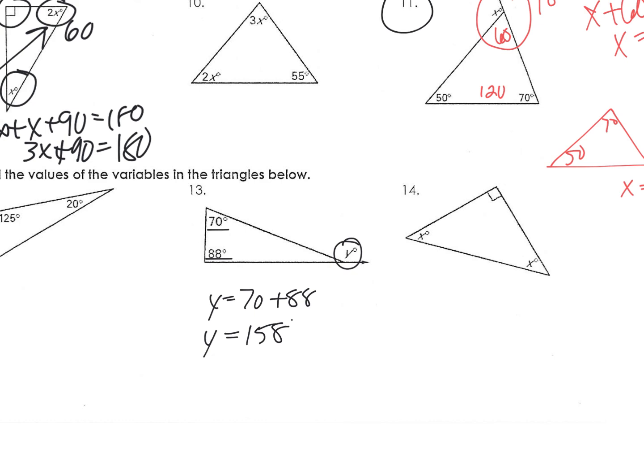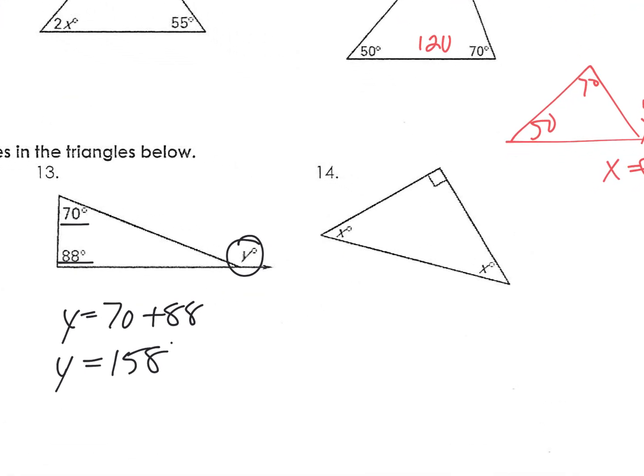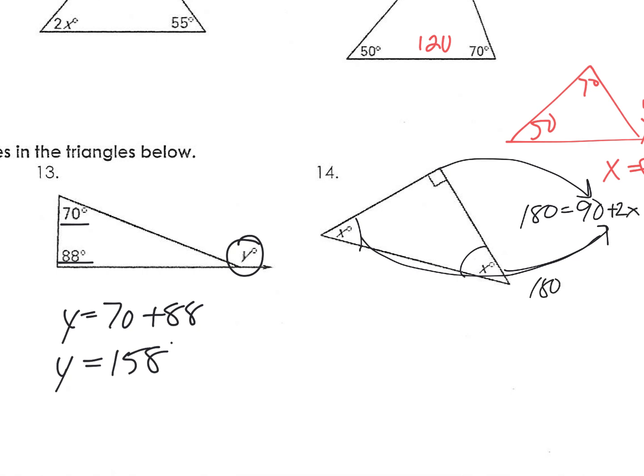Now 4 is a unique one, and this is one I definitely want to focus on. We know that the two angles are equal. We know this is 90. So we know that 180 has to be equal to the 90 that we have here and the two x's that we have here. So again, we're just going to solve. Subtract 90 from 180. Divide both sides by 2, and I get 45 for my value of x.